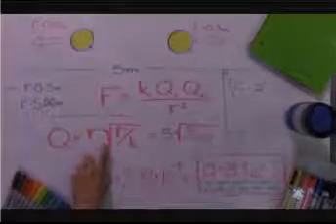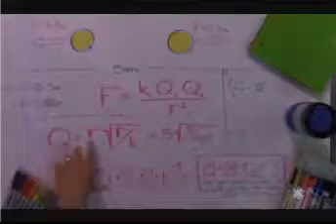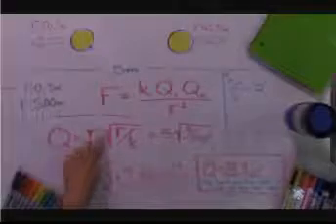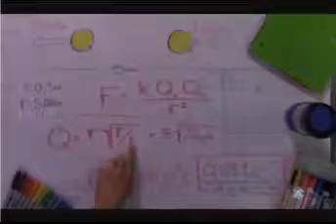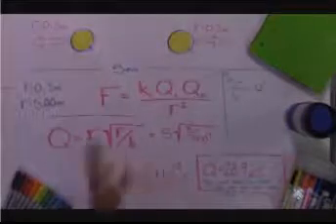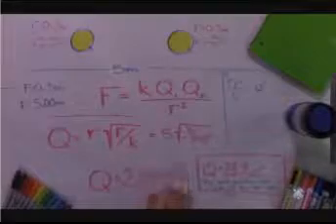I took the square root of everything, found Q, square root of R squared was R, and I need to take the square root of F over K. Now I put in the numbers. I said Q is equal to 5 times the square root of 0.3 over Coulomb's constant. Threw that into my calculator and I got some number close to 2.89 times 10 to the negative 5 coulombs.